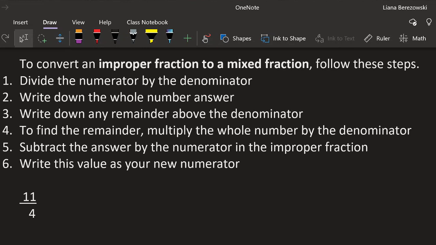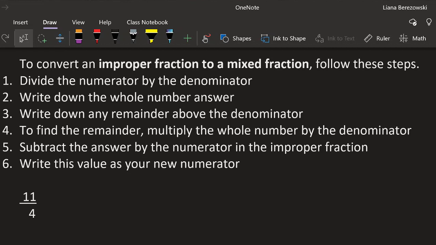So we divide the numerator by the denominator, okay? We write down the whole number answer, write down any remainder above the denominator. To find the remainder, multiply the whole number by the denominator, subtract the answer from the numerator in the improper fraction, and then write this value as your new numerator. Okay, so there's actually quite a few steps involved with this. So let's try and do an example here, okay?